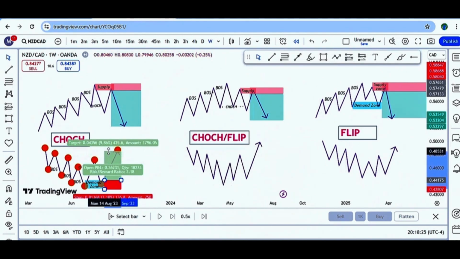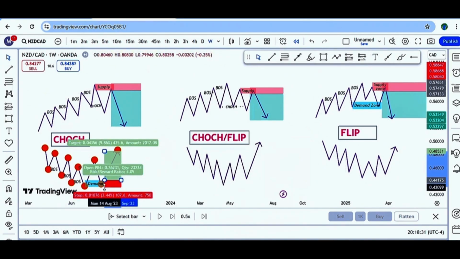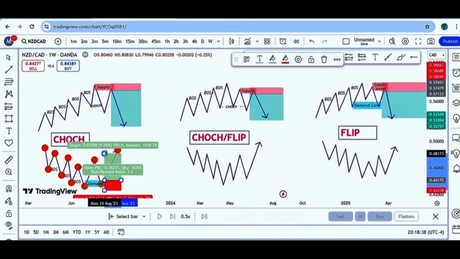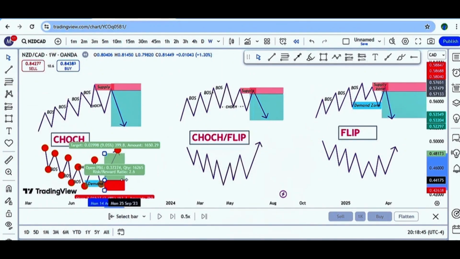And what? Target. Put your stop loss here. Give it a bit of room, a bit of space because of the spike. You should target your take profit. That's how you make your money in the market. That's how you make your money, guys.